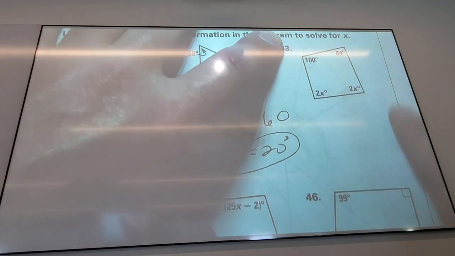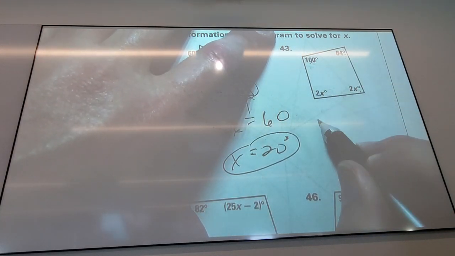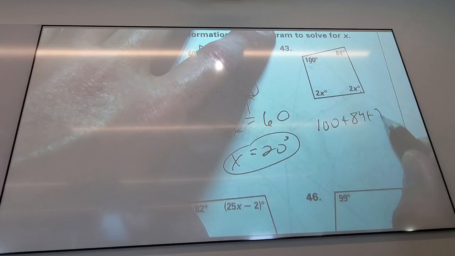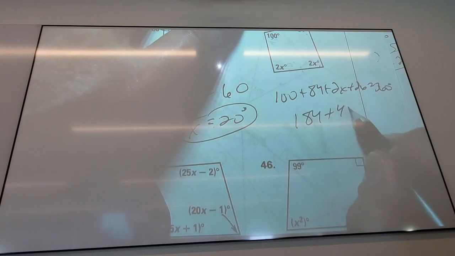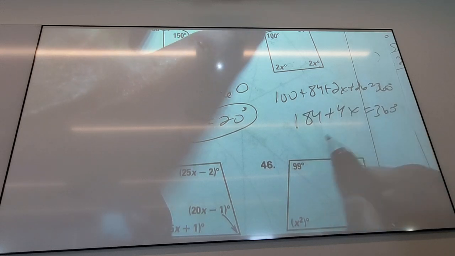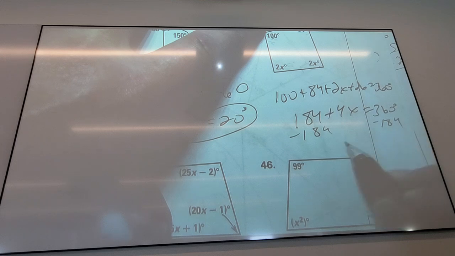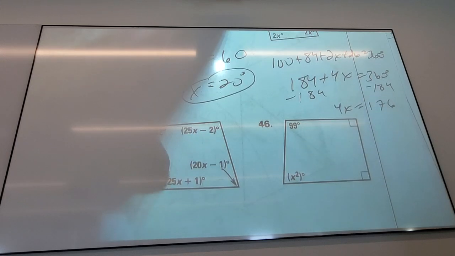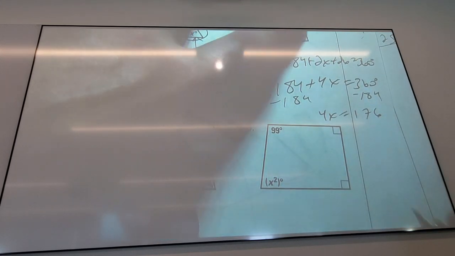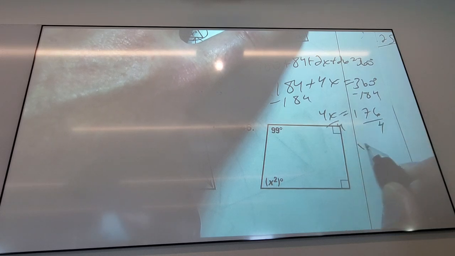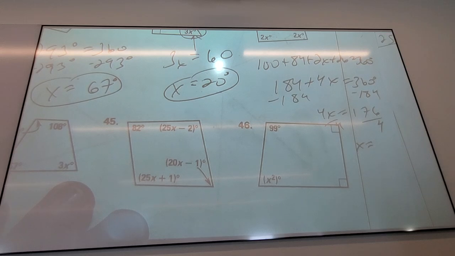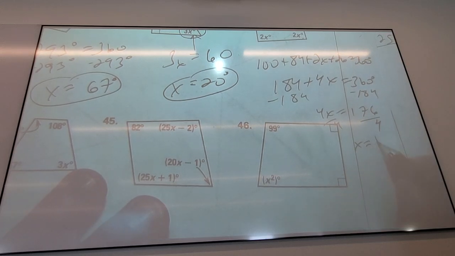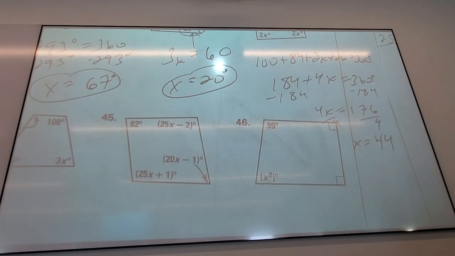Same idea here. Well, it's got to be true if I add up all these degrees to 360, and then I get a little equation to solve. So I'll get 184 plus 4x equals 360. Subtract 184. 4x equals 176. Divided by 4. What is that? 44? Yes? Yeah. Okay.